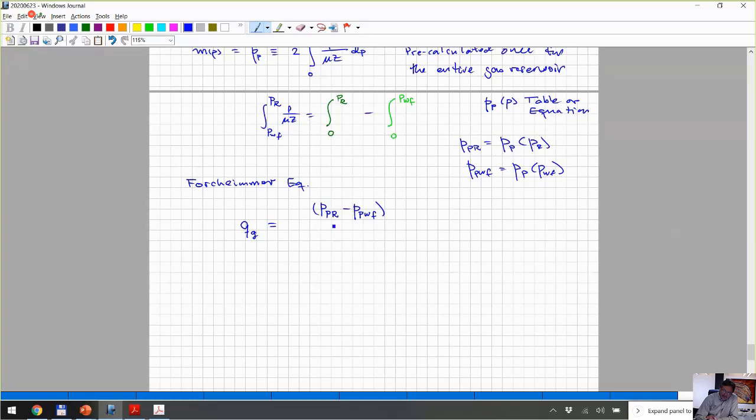We've got our KH, we've got our log of R_E over R_W minus 3/4. It's all the same. And then you've got plus S, skin. And then you've got an extra term here. This is the only thing that changes for the Forchheimer.